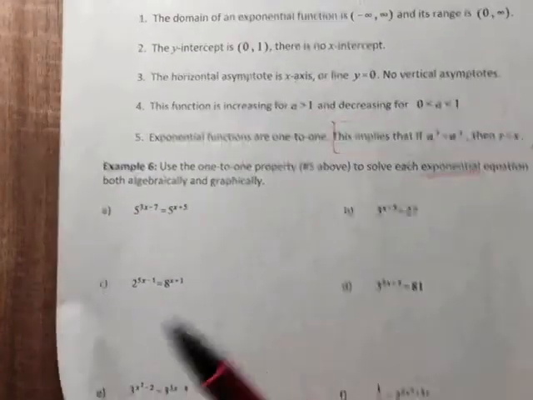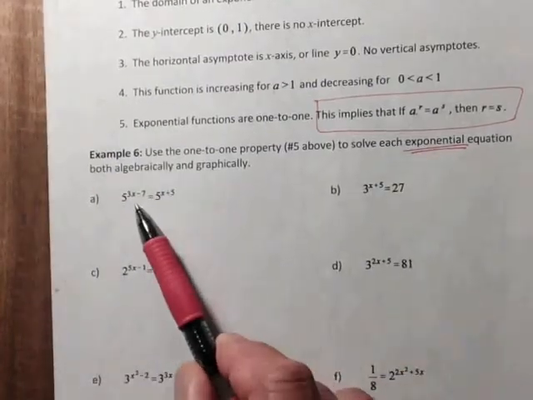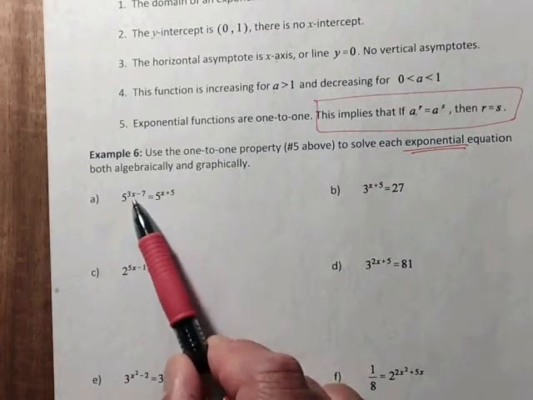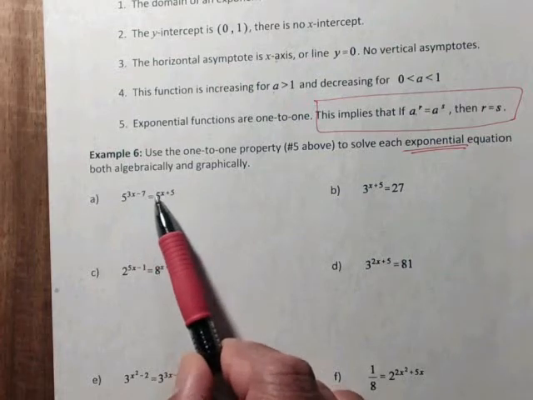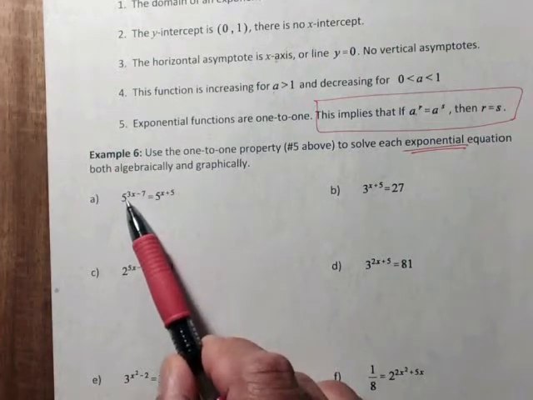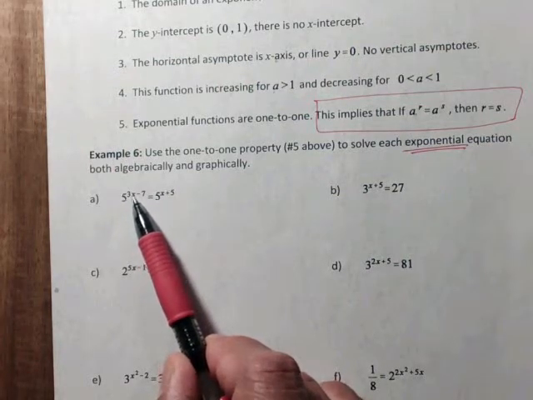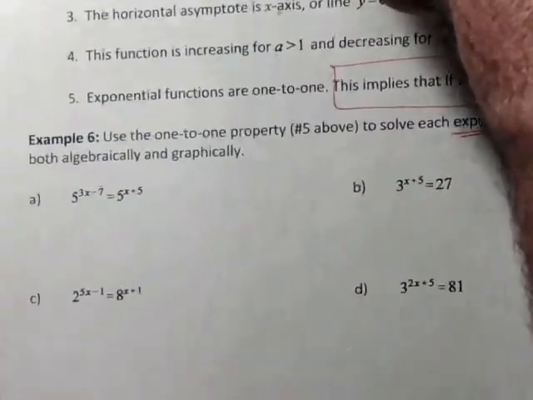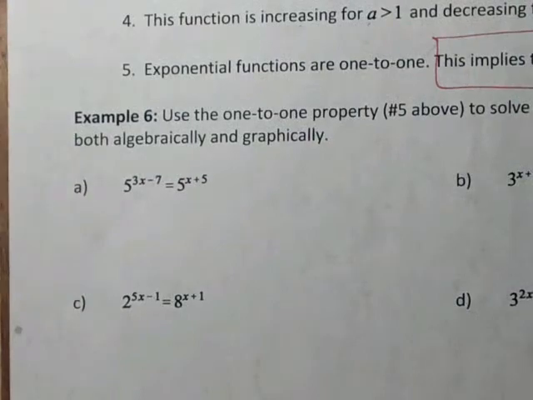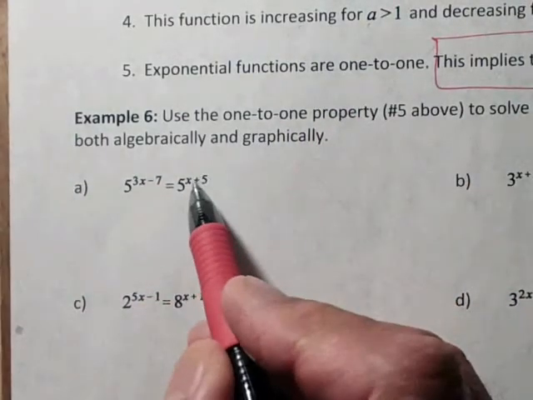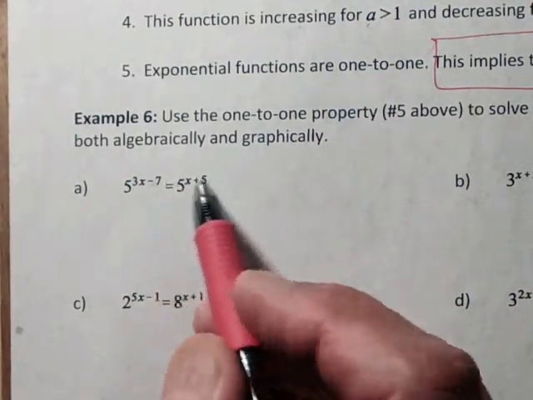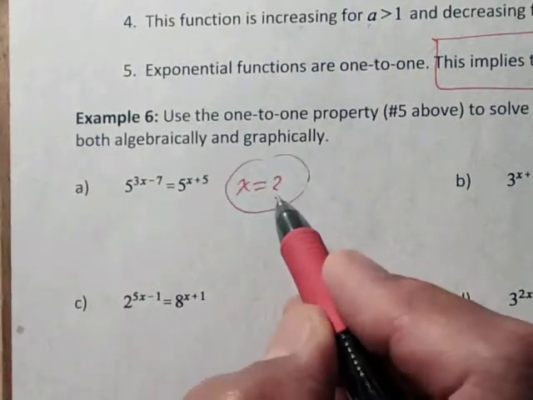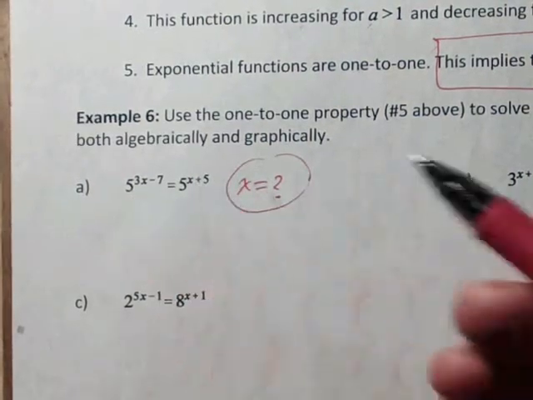So here we go. Exponential equations, as I said, are those equations where your unknown x appears in the exponent, like here. I have 5 to power 3x minus 7 on the left side equal to 5 to power x plus 5. I want to know what x is. What value of x makes the left side equal to the right side?